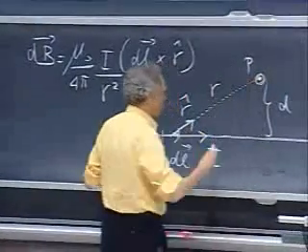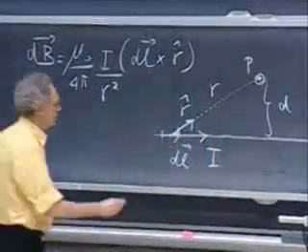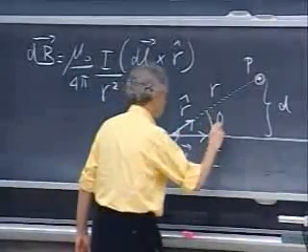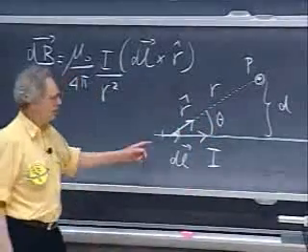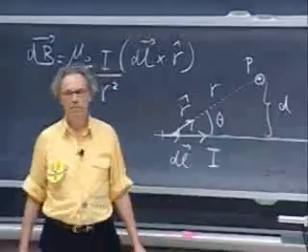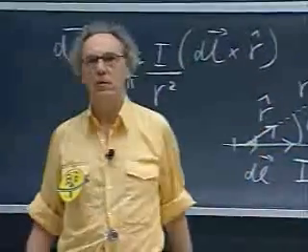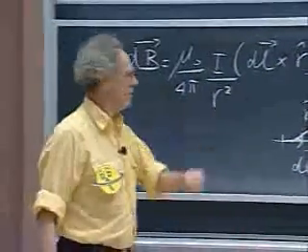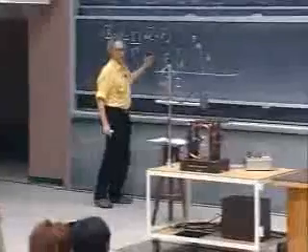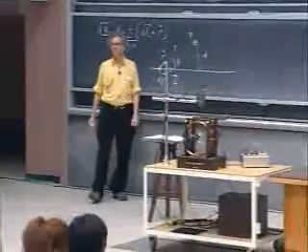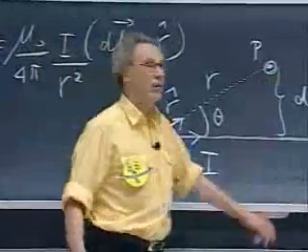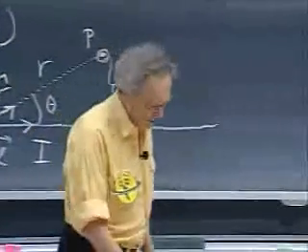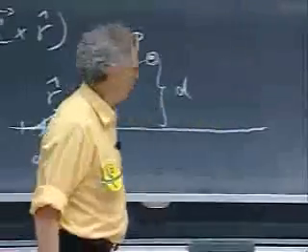It comes out of the blackboard due to this section dl. This angle is theta, and the sine of theta is d divided by r. And then you have to do an integral over the whole wire, theta 0 to pi. And then you get the magnetic field here. Not a very smart thing to do, a waste of time.